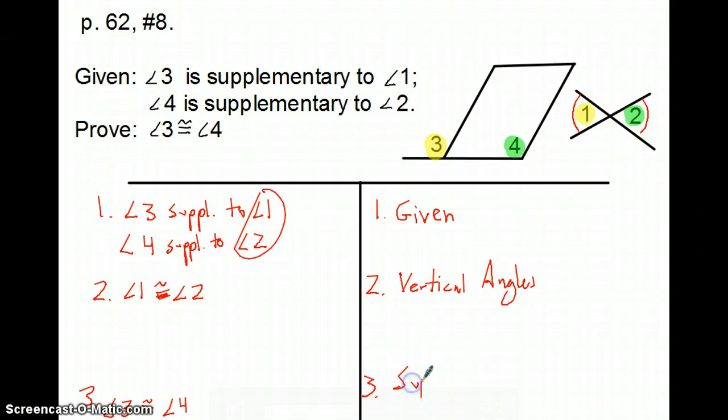That is called, stuck in the middle of chapter 2 here, supplements to congruence. If 2 angles are supplementary to angles that are congruent, then they must be congruent. 3 makes 180 with 1, 4 makes 180 with 2. Whatever 1 and 2 are, they're the same. So 3 is like 180 minus 1, 4 is 180 minus 2. But 1 and 2 are the same, so 3 and 4 have to be the same.